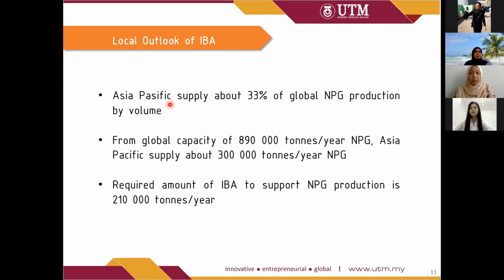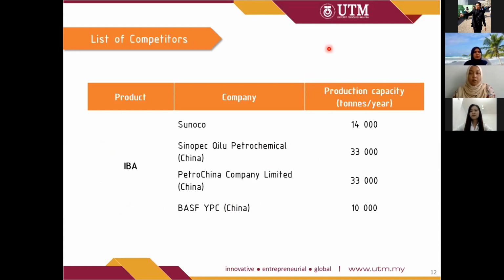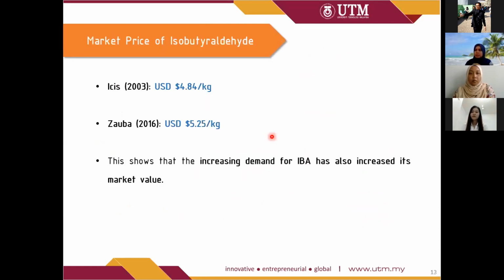So for the local outlook of IBA, Asia Pacific supplies about 33% of global NPG production. From the global capacity of 890,000 tons per year of NPG, Asia Pacific supplies about 300,000 tons per year. The required amount of IBA to support NPG production is 210,000 tons per year, from the 0.7 kilogram of IBA needed to produce 1 kilogram of NPG. So these are our list of competitors, from China mostly, and their production is from 33,000 tons per year to 10,000 tons per year. Next.